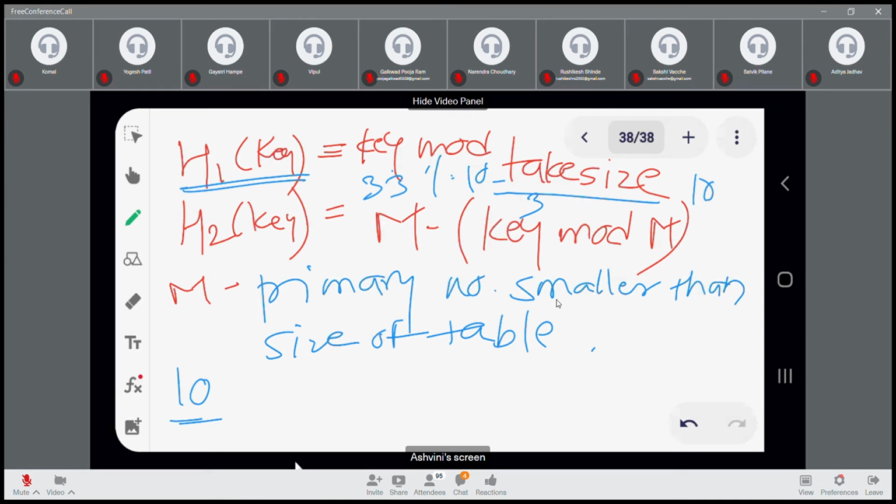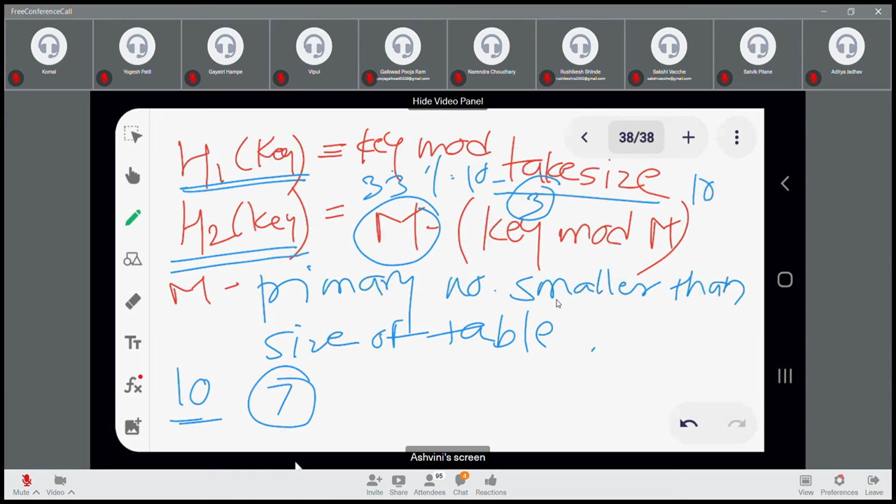But when collision occurs, that is, if the index 3 is not empty, then you need to move to the second hash function, that is H2 key. And for that, your m is the prime number smaller than the size of the table. Now the prime number smaller than 10 is what? 7. So you need to consider the value of m as 7. Got this? Yes or no?